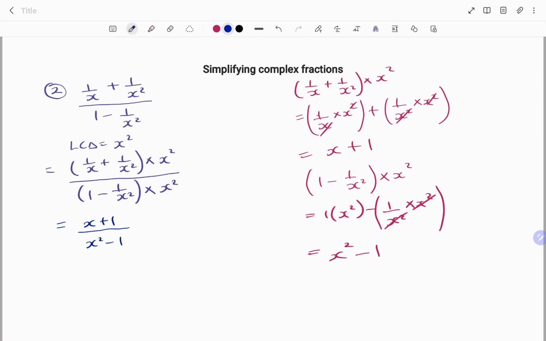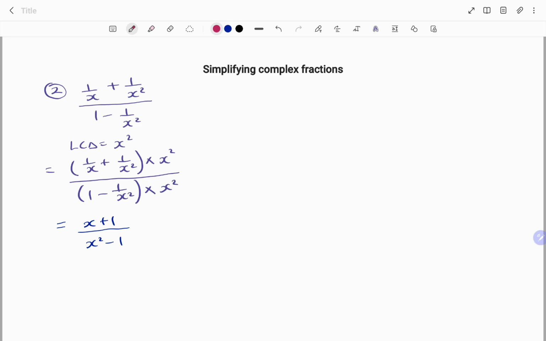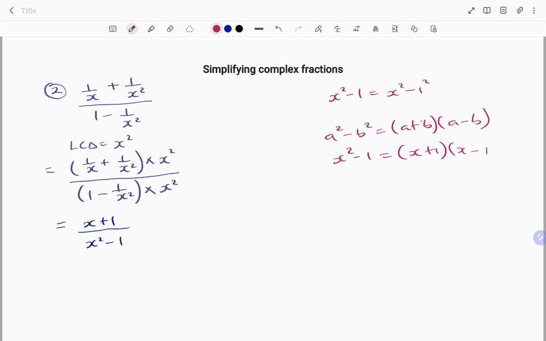For x squared minus 1, using difference of two squares, x squared minus 1 is the same as x squared minus 1 squared, because 1 squared is the same as 1. Difference of two squares states that a squared minus b squared equals (a plus b)(a minus b). In this example, my a is x and my b is 1. So x squared minus 1 will give me (x plus 1)(x minus 1).